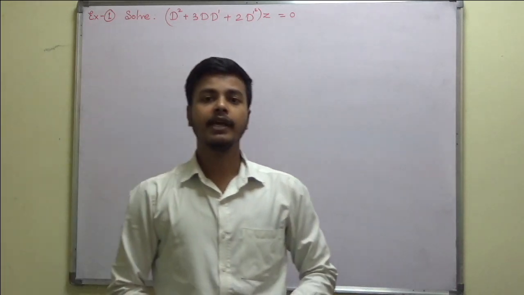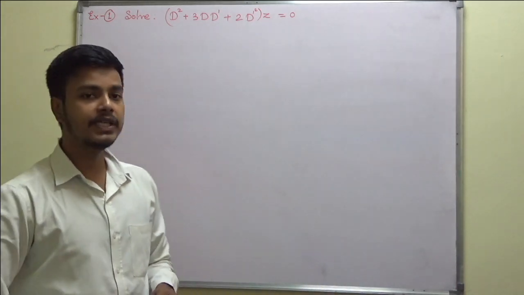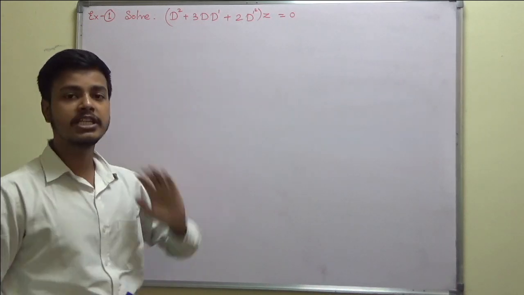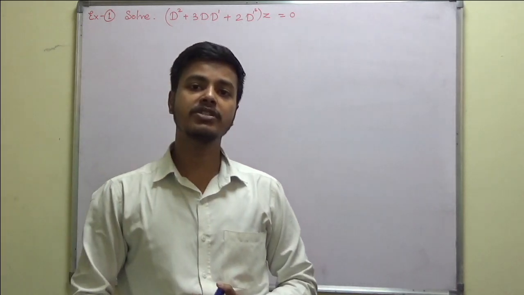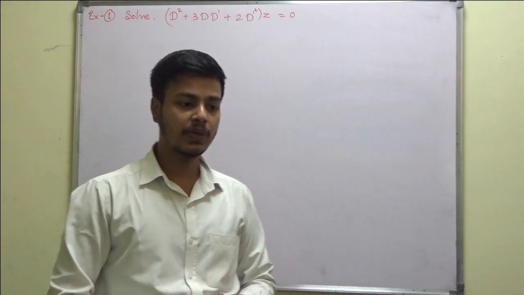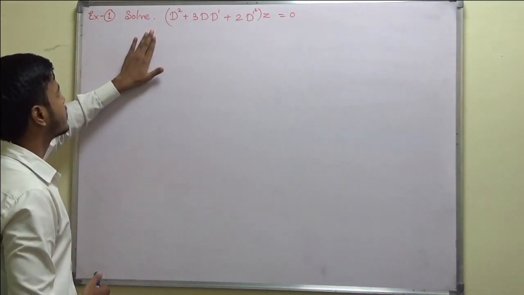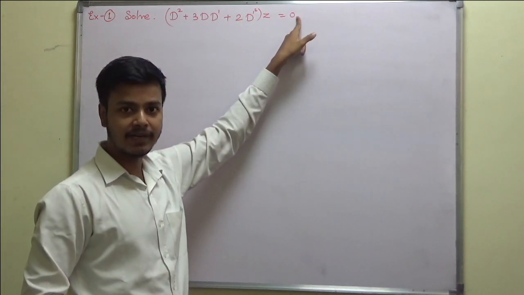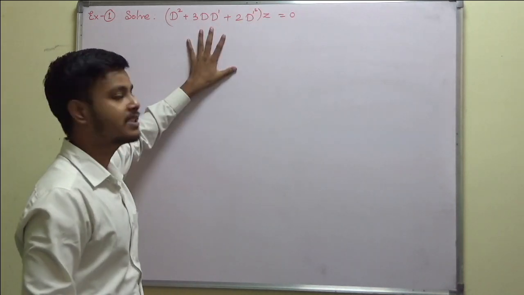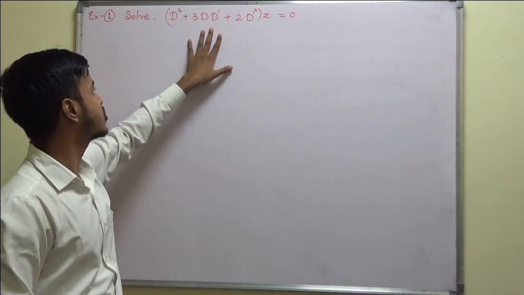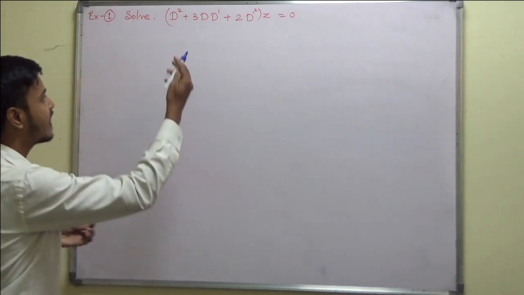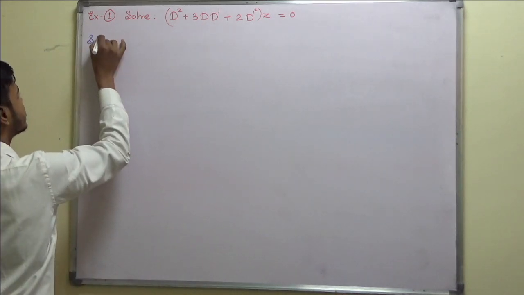Hello everyone, and I welcome you all in this learning video where we are going to solve problems on homogeneous linear partial differential equations with constant coefficient. Okay, so let us see this problem. Now as you can see, this problem is having right hand side 0, right? So solution of this equation would be just a complementary function. So let us find out the complementary function of this.